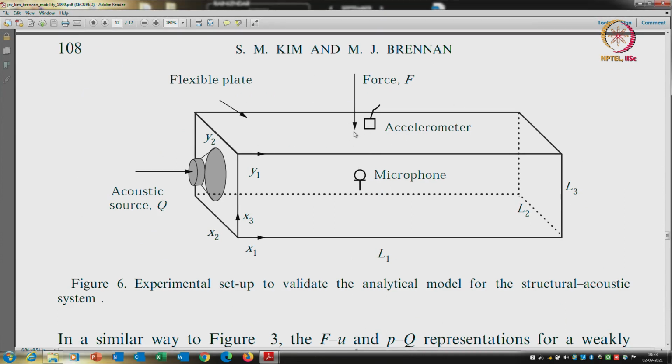Top cover is flexible, vibrates. Other walls are rigid, and it can be driven by a point force using an electromagnetic shaker. And in this wall there's a speaker mounted that can drive the acoustic space. Okay, so L1, L2 and L3 are the dimensions.